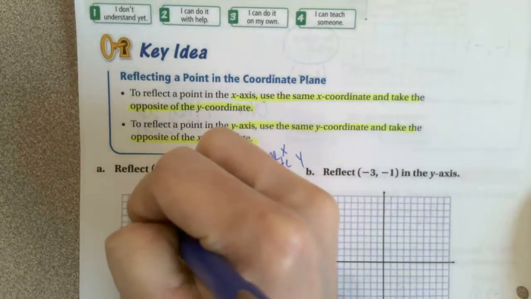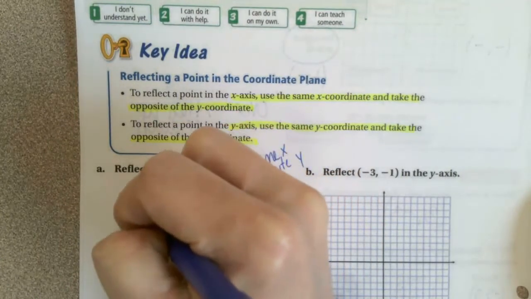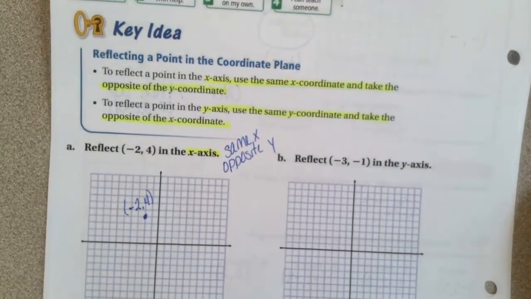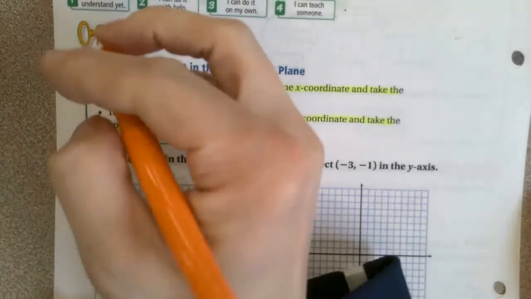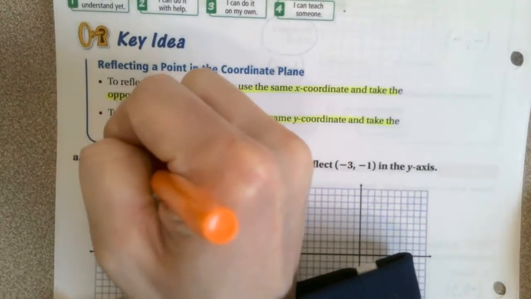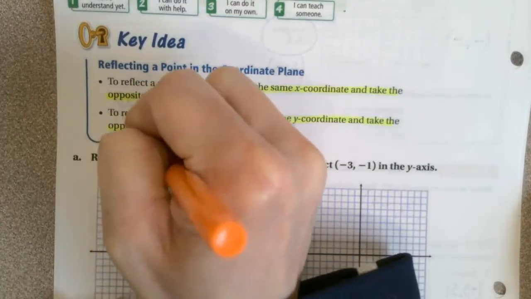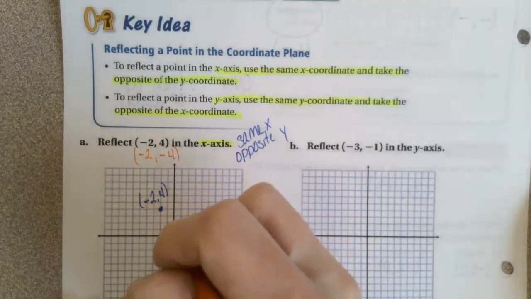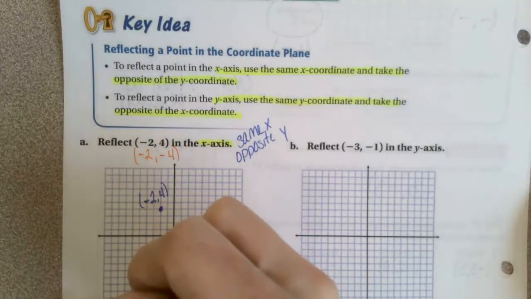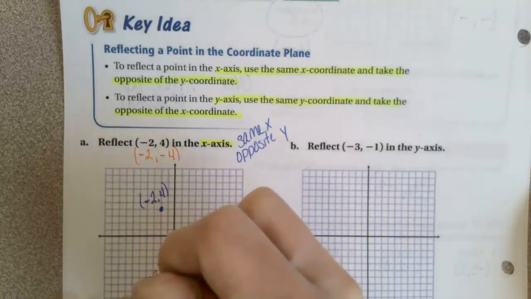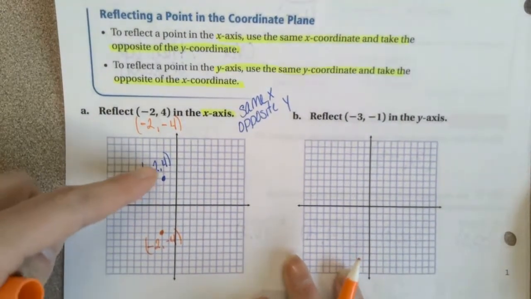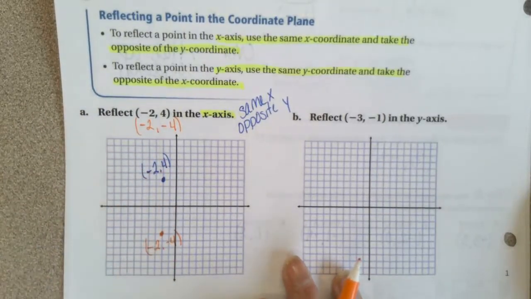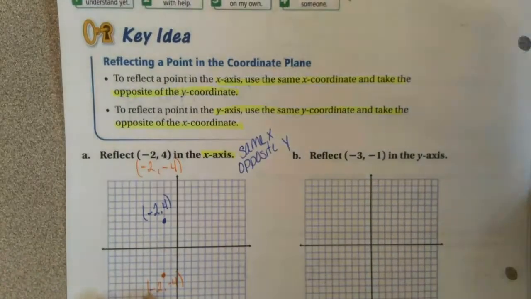So here's my -2, 4. So now to reflect in the x-axis, again, it says to keep the same x, opposite y. Well, that means I'm going to keep -2, the opposite of 4. Okay, so now if we graph that, -2, but down to -4. So now you can see what happened. We reflected in the x-axis, which means it flipped over the x.